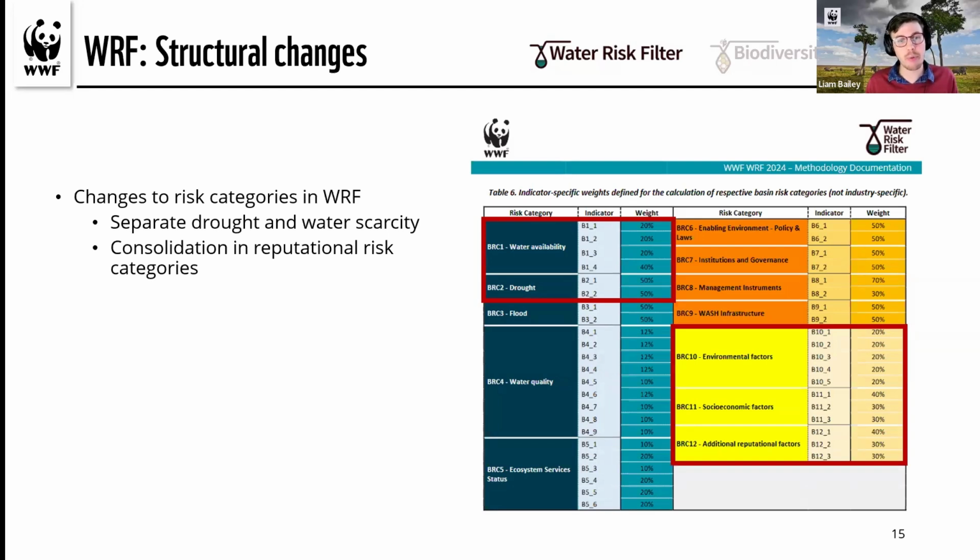As I mentioned previously, we've also made some changes to how we structure reputational risk in the water risk filter, and that's these areas in yellow on the right of your screen. And we've compiled together some of the previous risk categories to make sure that we're now structuring reputational risk in a similar way between our water and biodiversity risk filter tools.